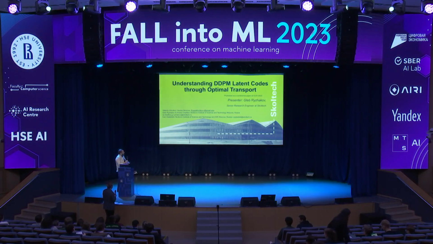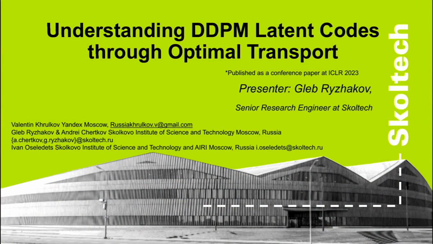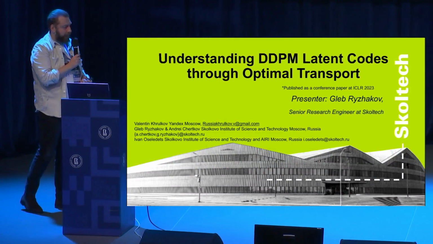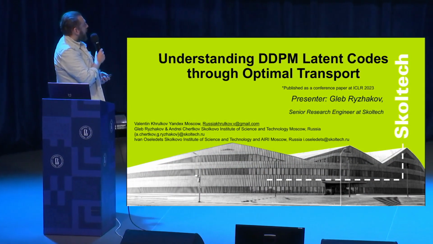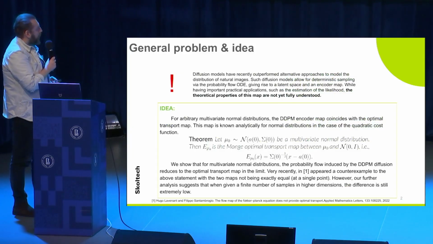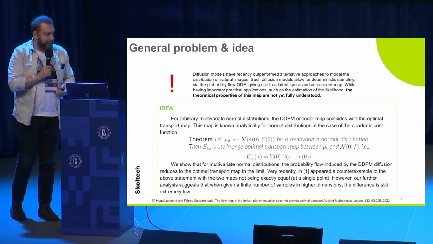Okay. Yeah, yes, okay, hello, dear colleagues. My name is Gleb Rozhakov, and I present a paper which was published in this year about the connection between the diffusion probabilistic model and optimal transport. So it's joint work with colleagues from Skoltech and Yandex.